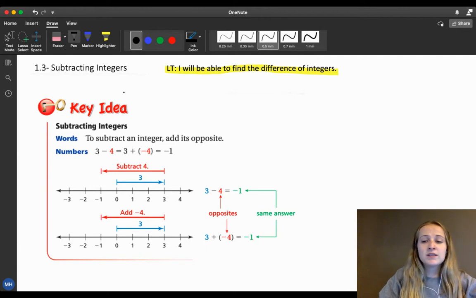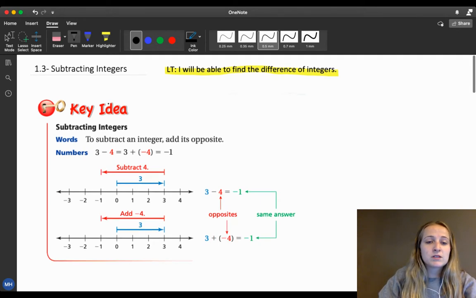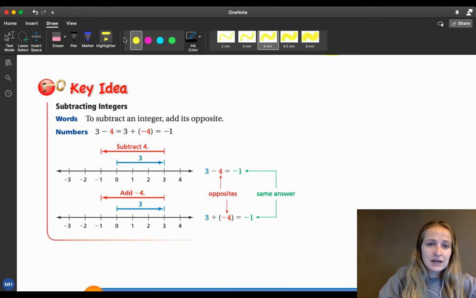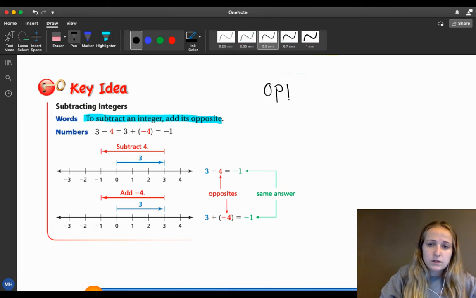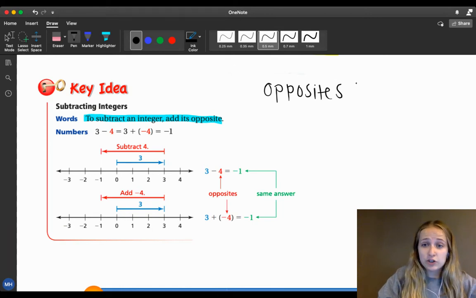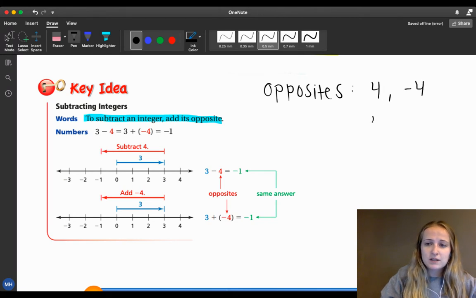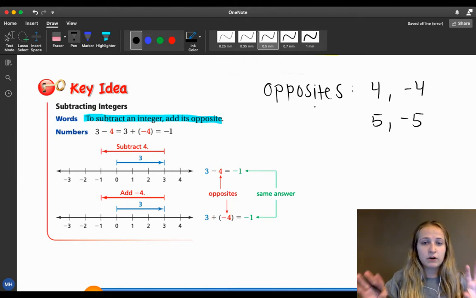Just a reminder, you can pause the video whenever you need in order to write the notes and stay up to date with everything. Okay, so the first key idea: we're going to be learning about subtracting integers. It says to subtract an integer, we're going to add its opposite. Just a reminder for what opposites are. We learned about this in, I believe, 1.2, which was adding integers. Opposites are, let's say, 4 and negative 4. Those are opposites. 5 and negative 5. They are exactly the same distance from 0 on both sides.